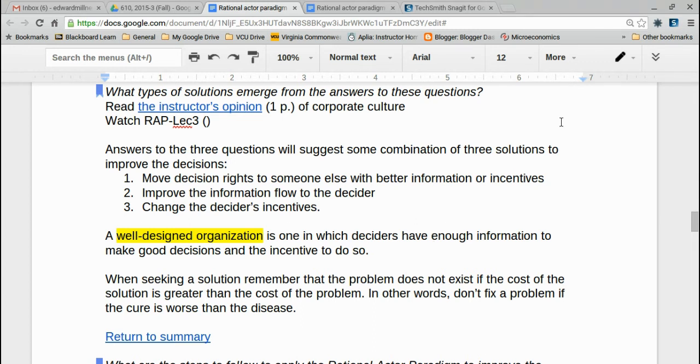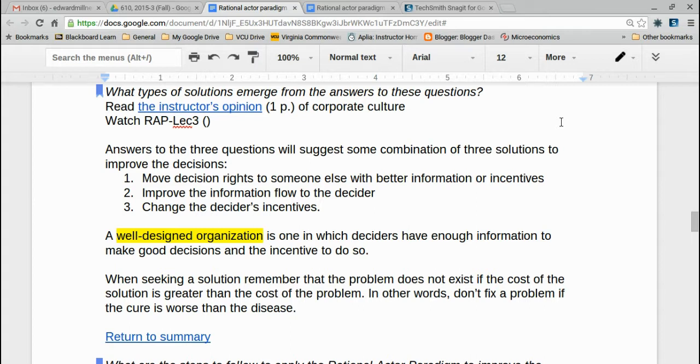Possible solutions to prevent the recurrence of bad decisions will immediately flow once you get answers to the three questions. Who's the decider? What information do they have? What incentives do they face?